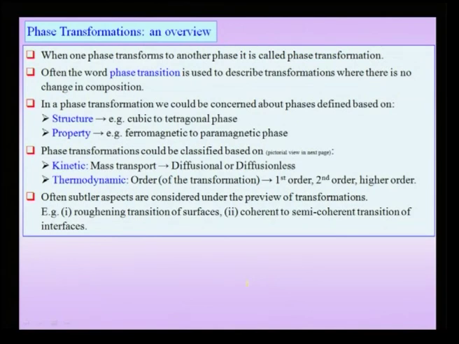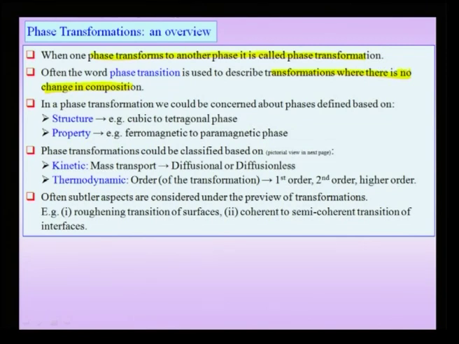So, let us start with an overview of phase transformations. When one phase transforms to the other, we call it a phase transformation. Often the term phase transition is used to describe transformations wherein there is no change in composition, and we will take up a few examples of these also in the coming slides. That means phase transformation is a superset, and phase transition is a subset of these phase transformations wherein there is no change in the composition and one phase transforms to the other.